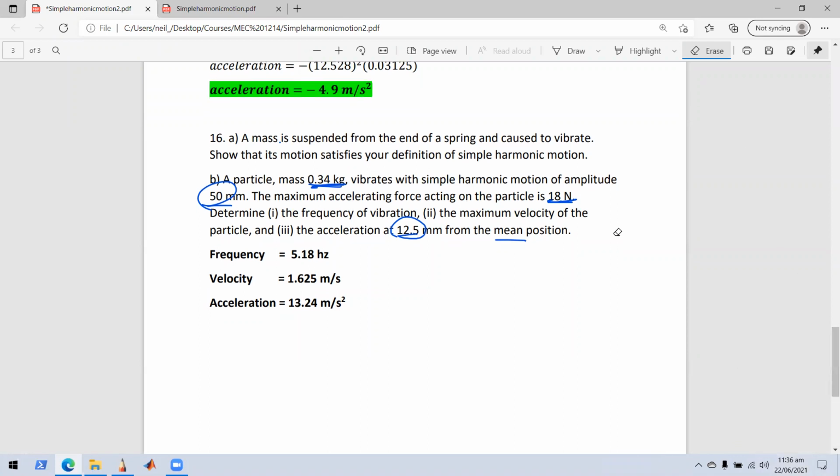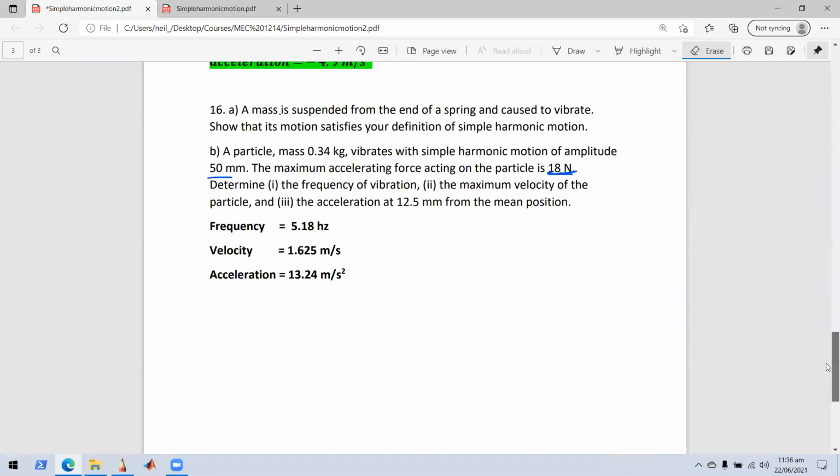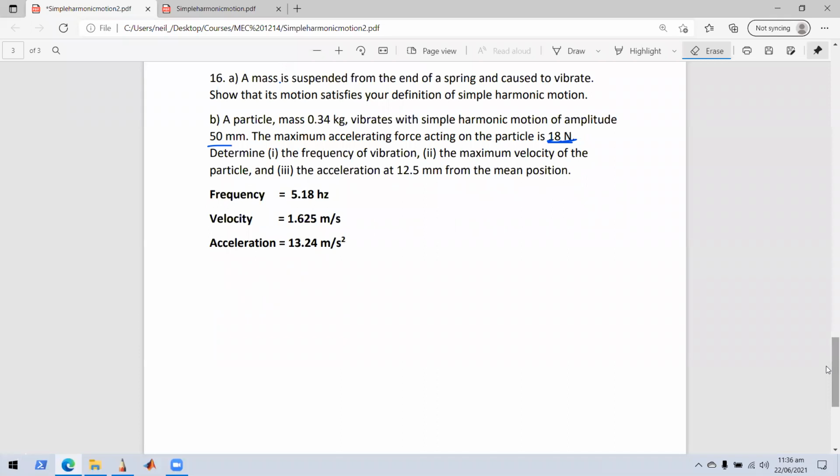Any other questions? Sir, could you do the last part for us with acceleration? Yeah, do the acceleration for you guys. Sure. Yes. Okay. Acceleration at 12.5 millimeters from the mean position.